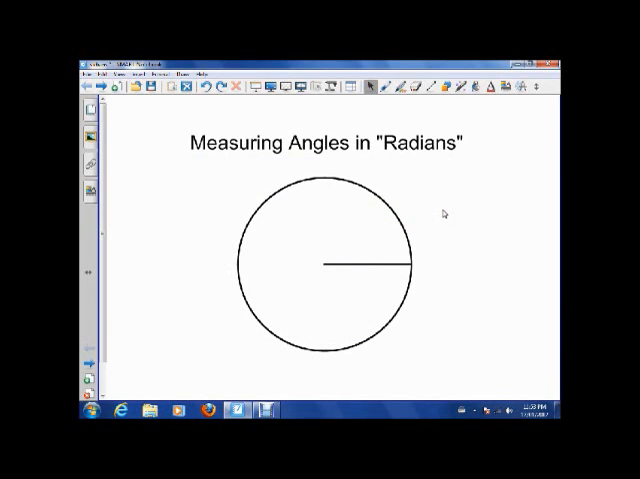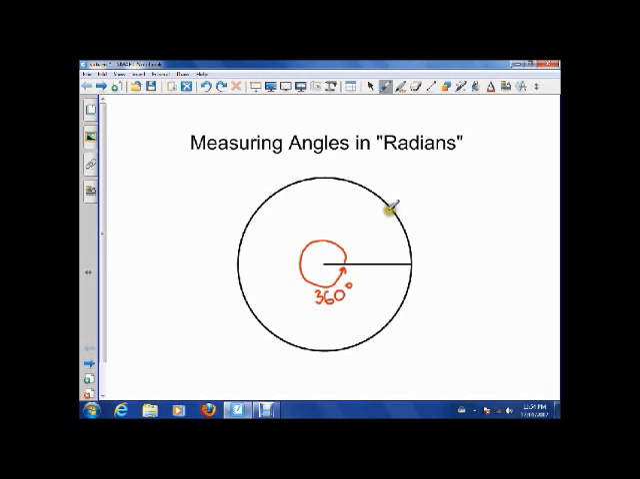So today what we're going to try to do is develop a new way to measure angles. Just like we have centimeters versus inches when we measure distance, we also have two different ways to measure angles. So far we've been working in degrees, and we know that all the way around a circle is 360 degrees.